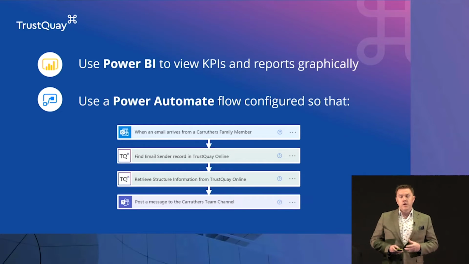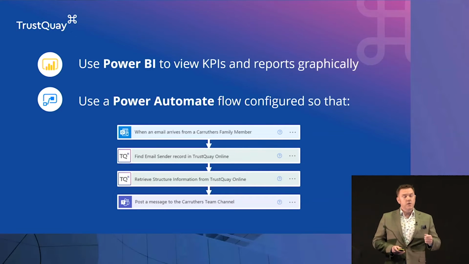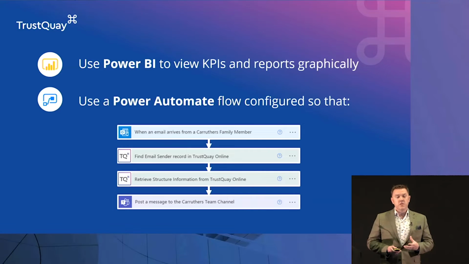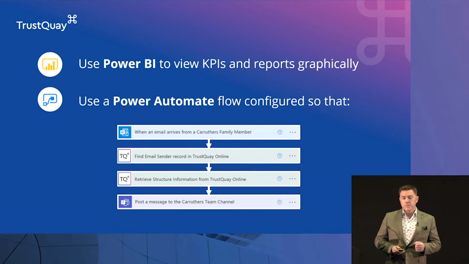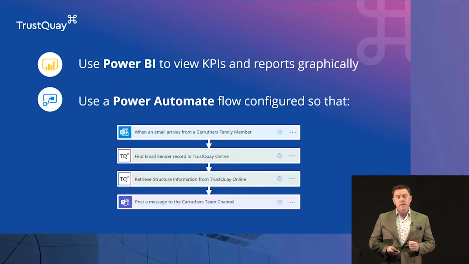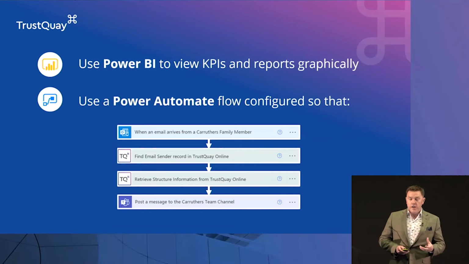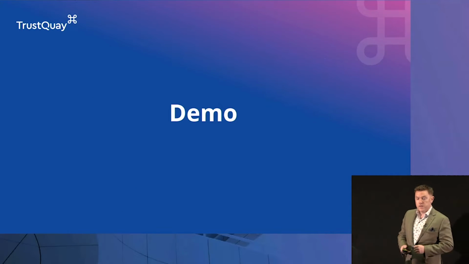come in. We're going to use that modern API layer of TrustQuay Online, and we're going to actually connect to our TrustQuay Online environment to pull out some of the structure information and supplement that onto the Teams message, as well as provide a link into the family member's card. We'll also show some Power BI and how we can use all of the data there to build out some financial KPIs. It could be risk management registers and so on. So let's have a look at the demo.